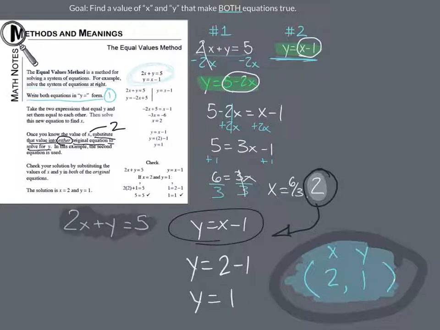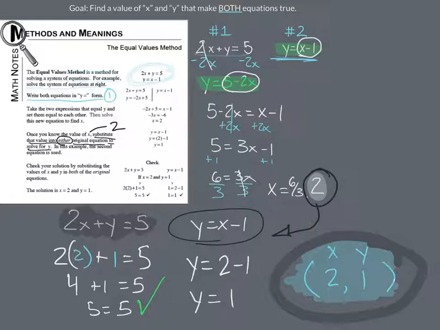So let's try that out. We're going to have 2 times 2 plus y, which is 1, is equal to 5. 2 times 2 is 4, plus 1 is equal to 5. 5 is equal to 5. Does that work? Check. Yes, it does work.